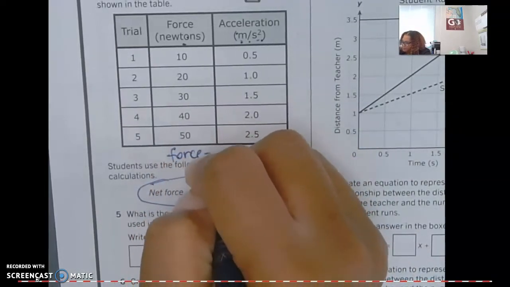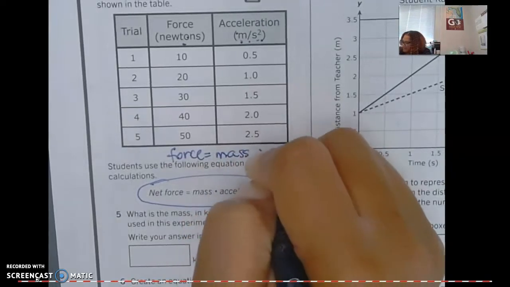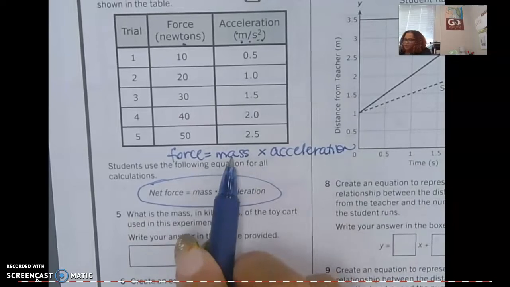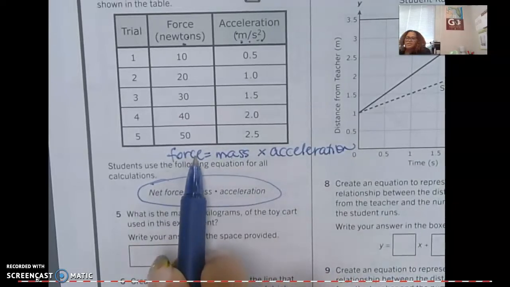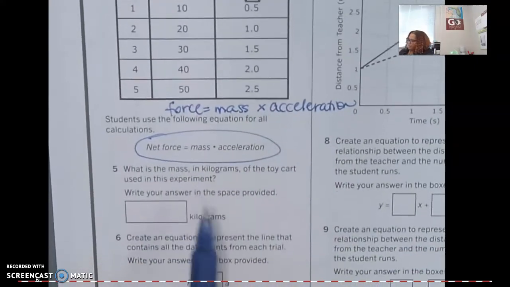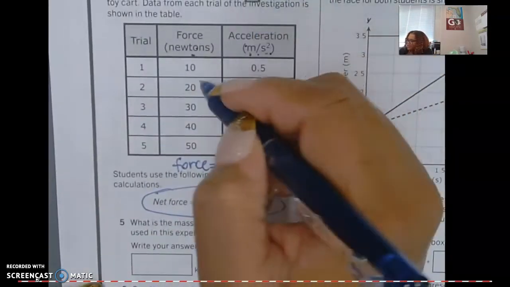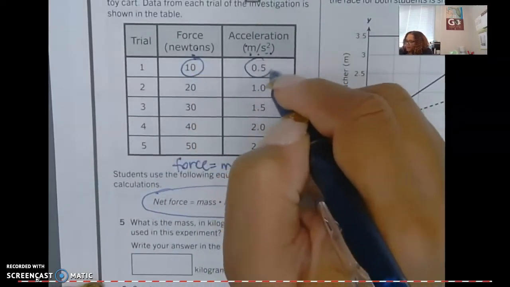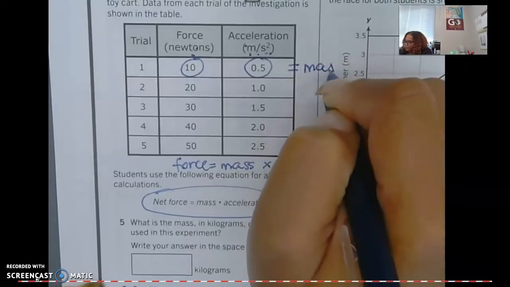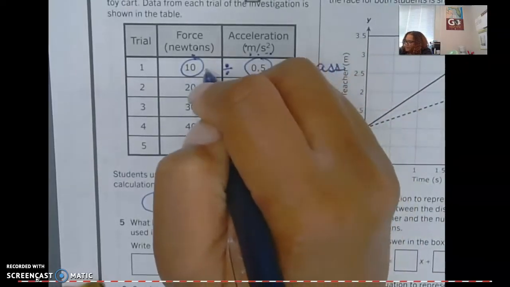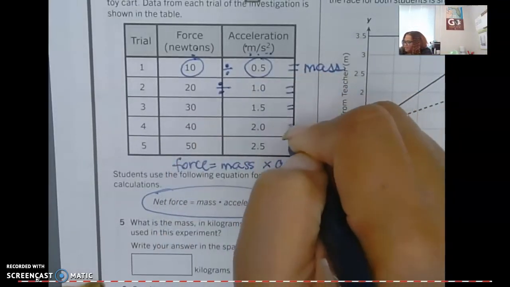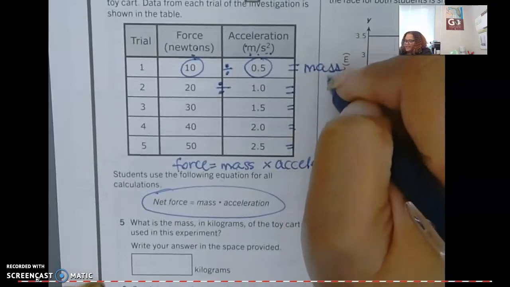Force equals mass times acceleration. If I want to solve for one of these, then I'm going to divide my force by either the mass or the acceleration. So I'm going to take the force and divide it by whatever its acceleration is to get the mass. Divide those, you will get the mass. The mass should stay the same each time.